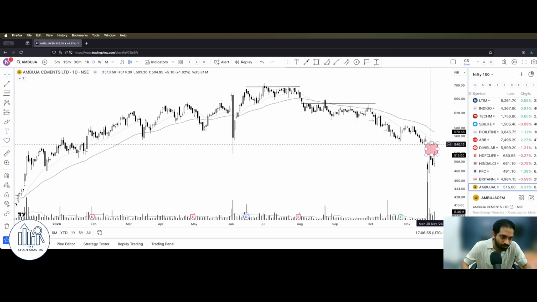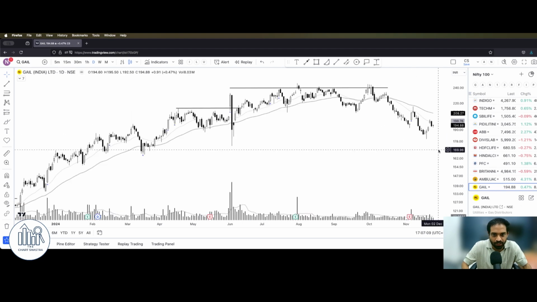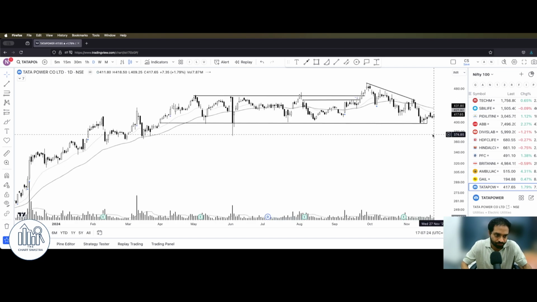Ambuja Cement, probably the Adani effect, and even before Adani, the stock has been in a downtrend post the budget. There has been no buying support here. You can see that it is making a series of lower lows, lower lows, lower lows. GAIL, again, it was a very good performer, but due to this correction, it has corrected. Good, I would say this is an average stock. It hasn't corrected much. It didn't recover very fast too.